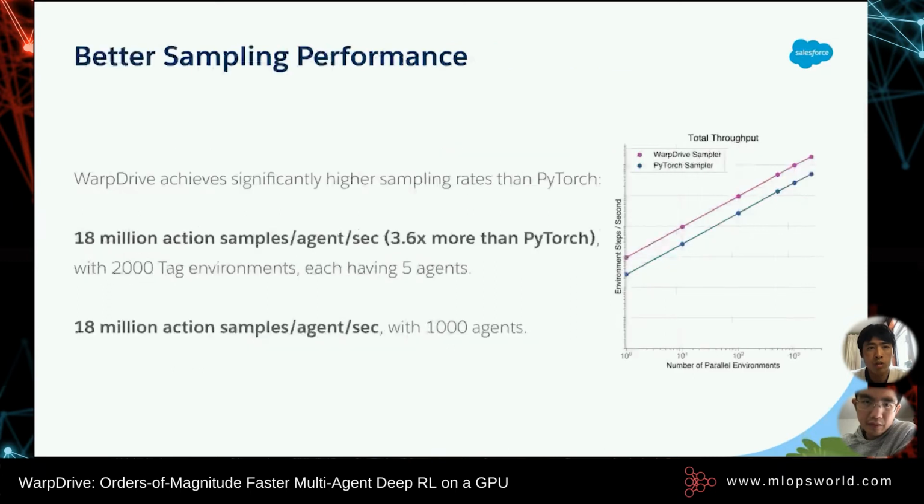So this action sample count takes into account this number of agents. During this process, we also reach much better sampling performance. For example, compared with PyTorch, we have 3.6 times the sampling speed. And for 1,000 agents, we can reach 18 million action samples per agent per second, as we show. We can see that those numbers grow almost linearly with the number of parallel environments, suggesting that the WarpDrive backend really reaches optimal parallel throughput.